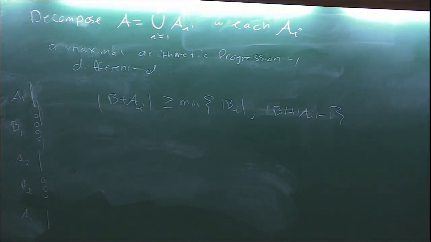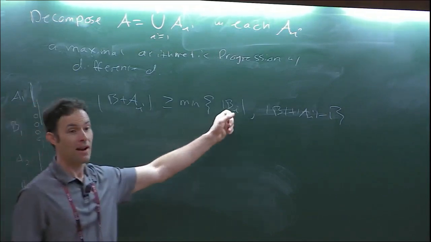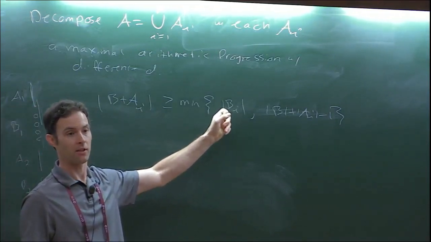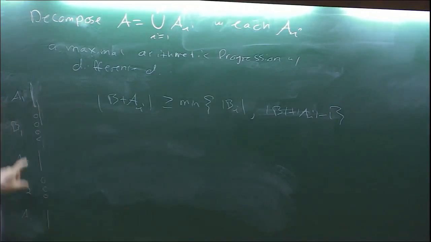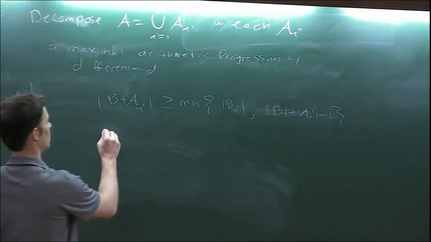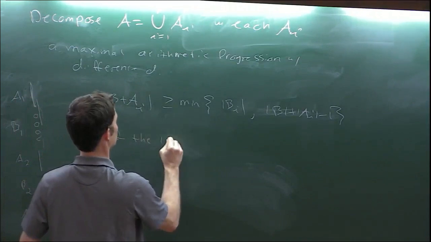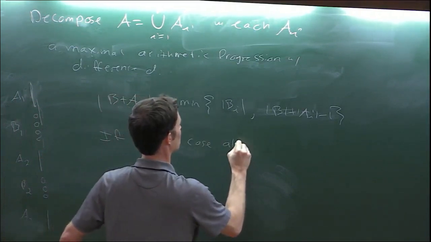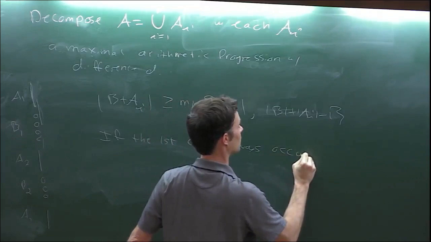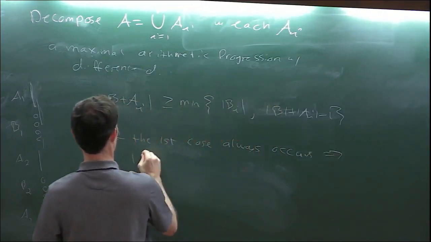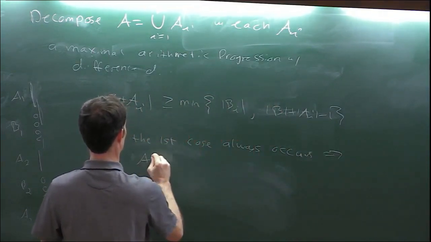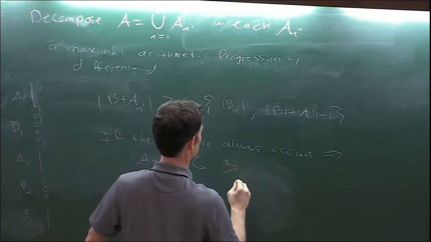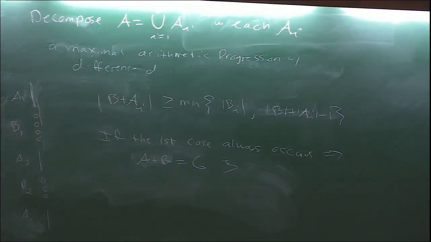Well, we have an issue over here because this can't happen every single time. If this happens every single time, all the gaps get filled up. Every single one is gone, and that would imply that we had A plus B equaling P, the entire group. We don't have that. It's strictly less than the order of the group.